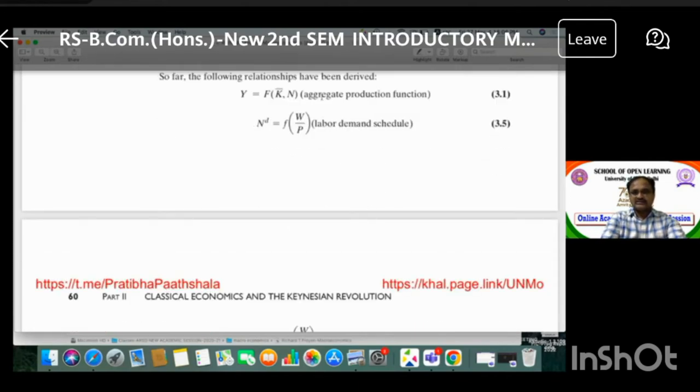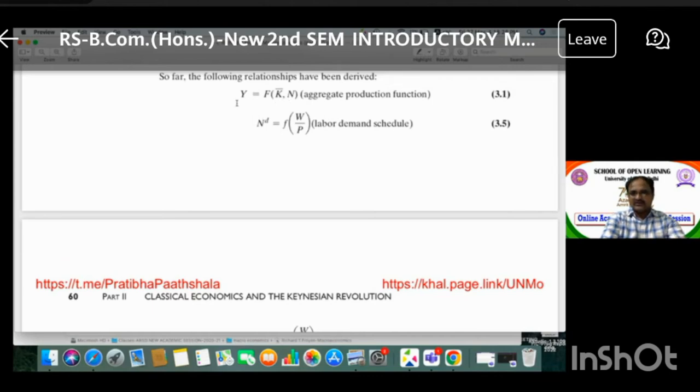So the following relationships have been derived. This is the production function, this is the labor demand curve, and this is the labor supply curve. This is the output. Output Y is equal to a function of K bar and N, in the initial stage we are discussing. So this is the labor demand. Nd means demand for labor. Got it?